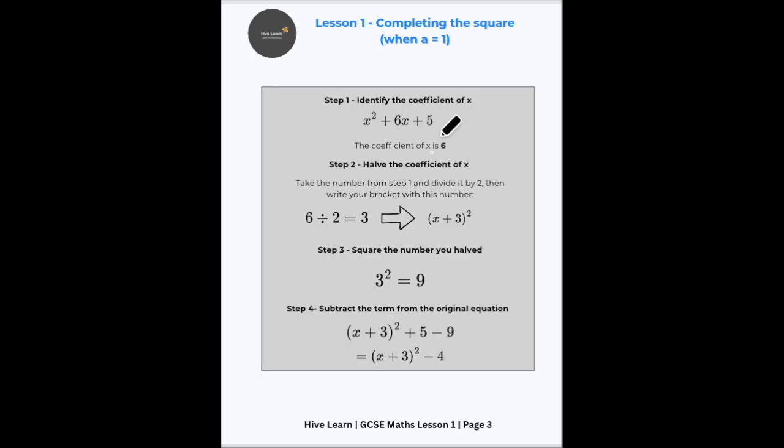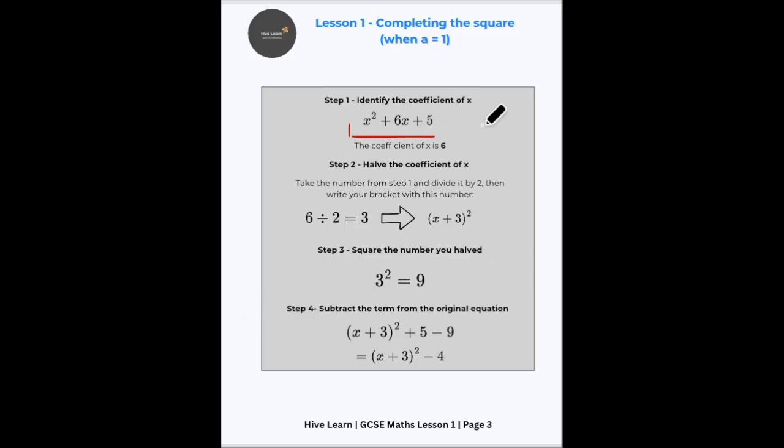So we are looking at this example, x squared plus 6x plus 5. When the coefficient of x squared is 1, so if we have a look here, we can see that there is no number here, meaning we don't have to always write it, but we know that there's a 1 there. The steps never change. We do this process every single time.